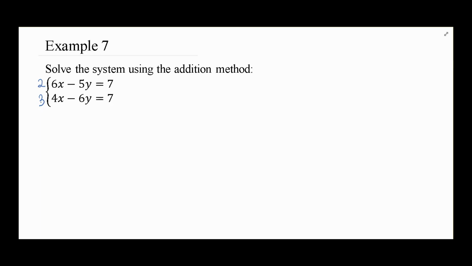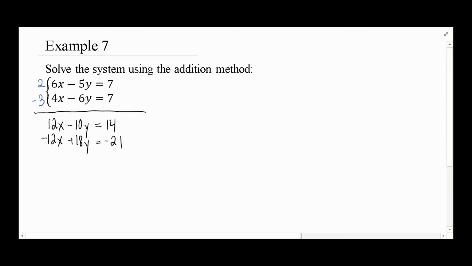Currently, for the y's, we're looking at negative 10y and negative 18y. So let's go ahead and make the bigger one positive. So let's change the sign of the 3 there. Let's check out what this looks like for both equations. We're going to distribute the 2 across the first to get 12x minus 10y equals 14. We're going to distribute negative 3 across the second. That's going to get us negative 12x, positive 18y, and negative 21.